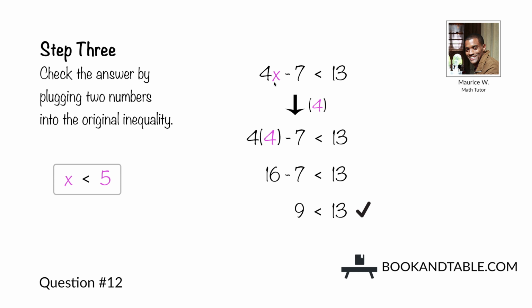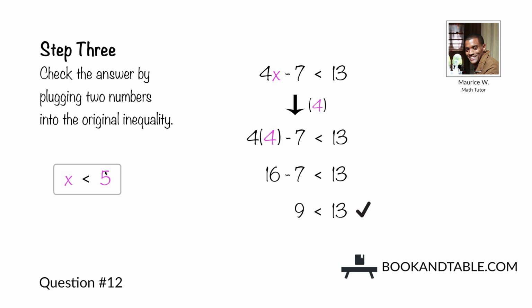When we plug in 4 for x, we wind up with 4 times 4, which is 16. 16 minus 7 would give you 9. And that leaves us with a true statement. 9 is less than 13. So x can be less than 5.